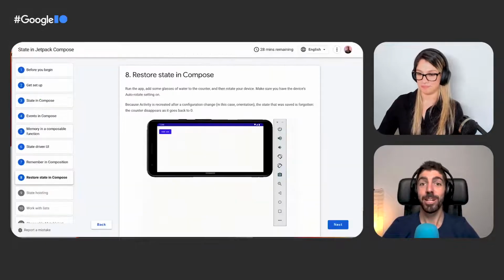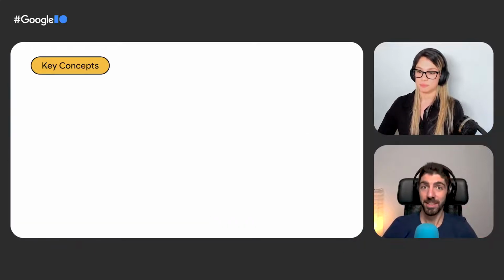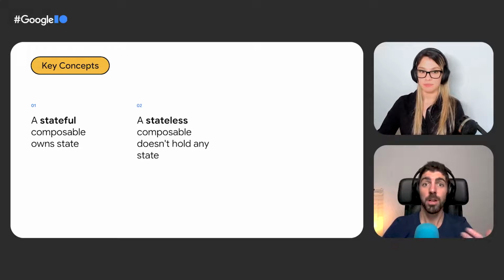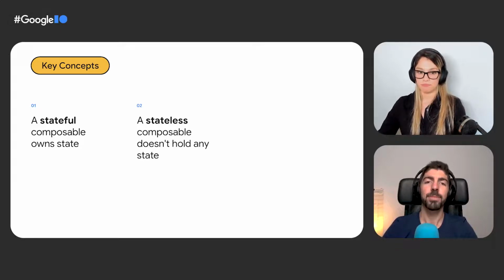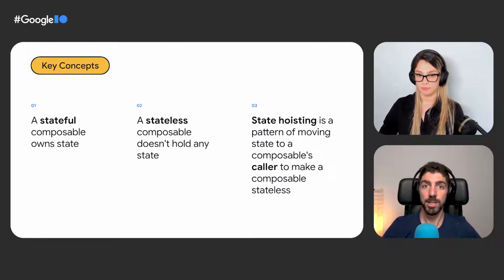Okay, for the next section, we'll need another theory break, I'm afraid. Are you ready for it? Okay, a composable that contains internal state is a stateful composable. These composables tend to be less reusable and harder to test. Composables that don't hold any state are called stateless composables, which are more reusable and easier to test. An easy way to create a stateless composable is by using state hoisting. State hoisting in Compose is a pattern of moving state to a composable's caller to make a composable stateless.